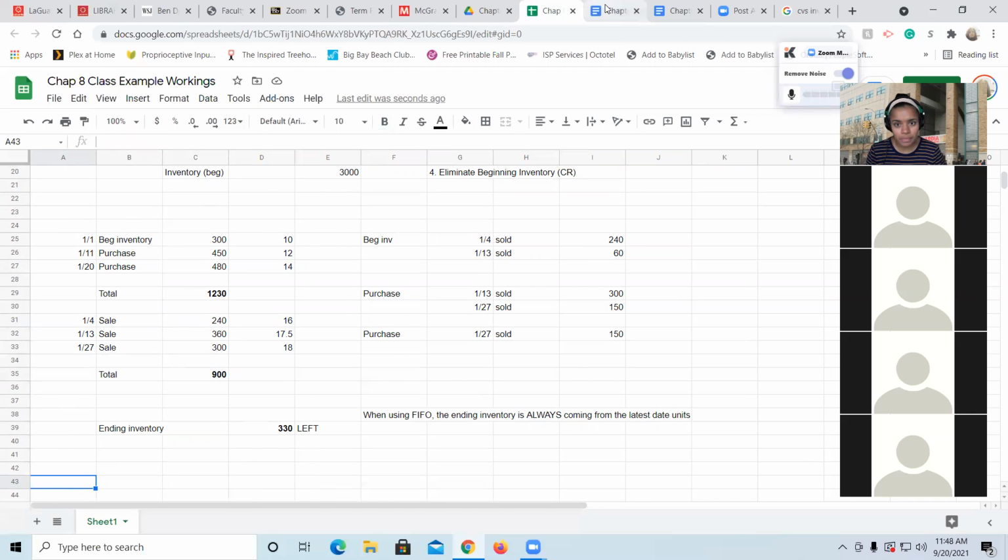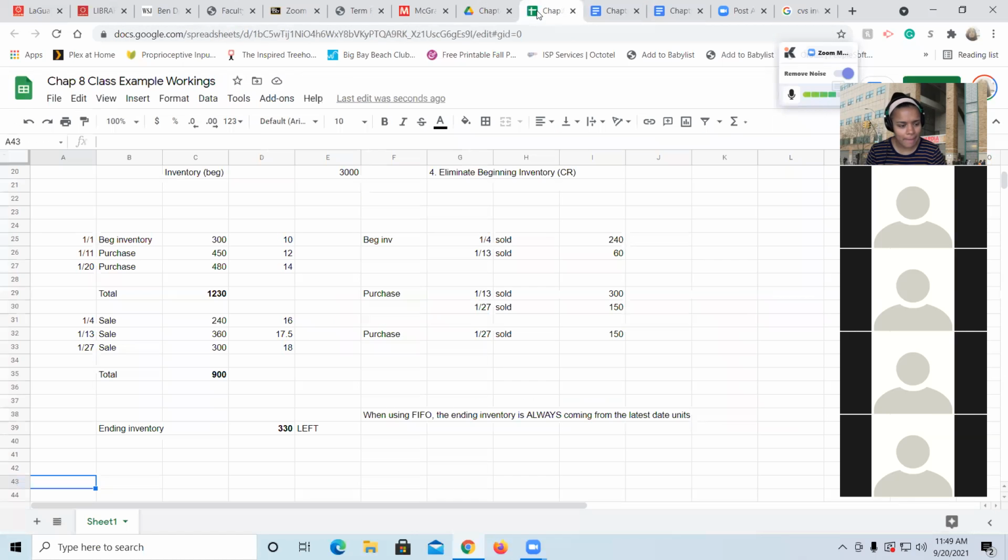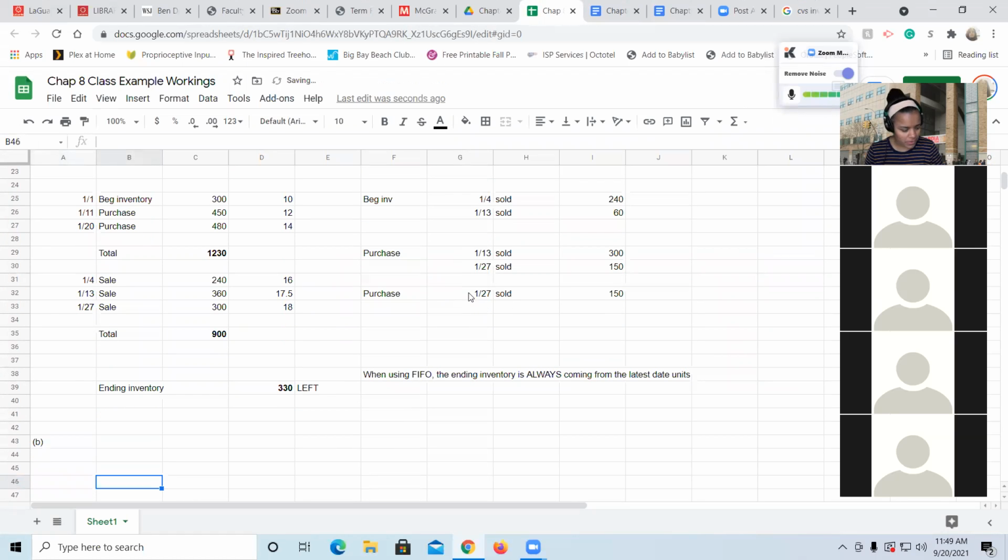We need to break, but I just want to at least finish the gross profit calculation. It's quick. It's not going to be hard. Does anybody remember how we calculate gross profit? What goes into that calculation? Any takers for gross profit? Sales minus cost of goods sold. Exactly. So the second part of the question said calculate gross profit.